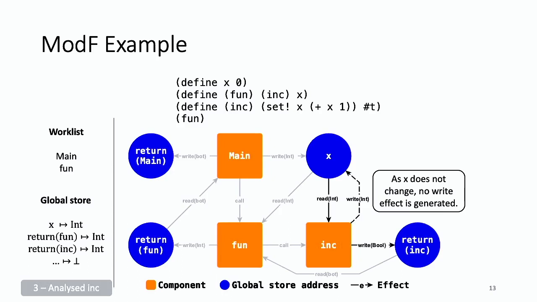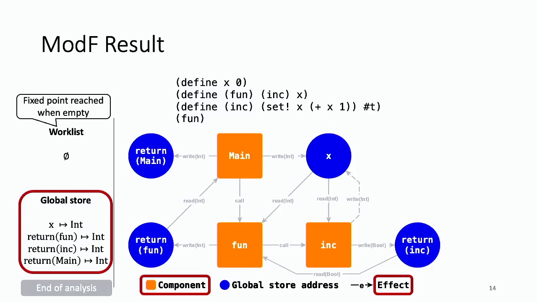So I guess you get a bit of a feeling on how this works, and the analysis continues until the work list is empty, which means that the fixed point has been reached. Our result actually consists of three parts. First of all, the components, which are the orange squares. Then the dependencies, which are the read effects. And of course, the global store, which are our values.